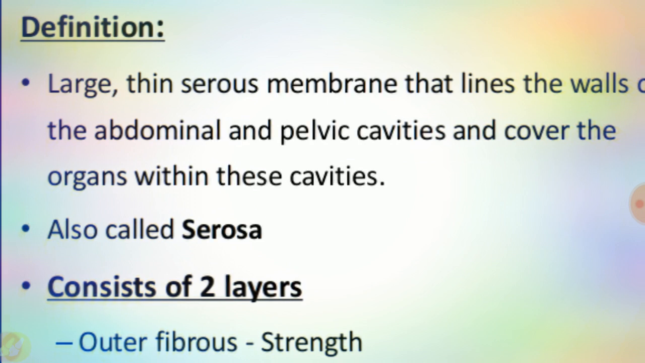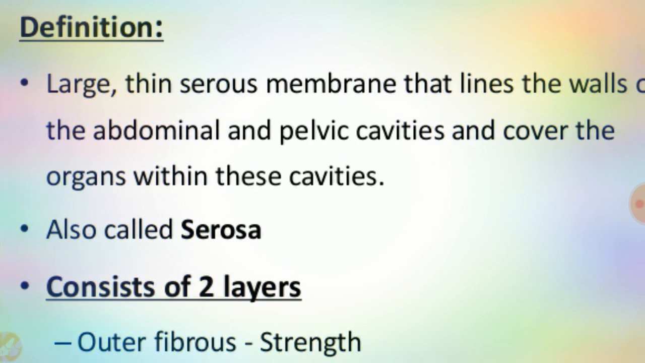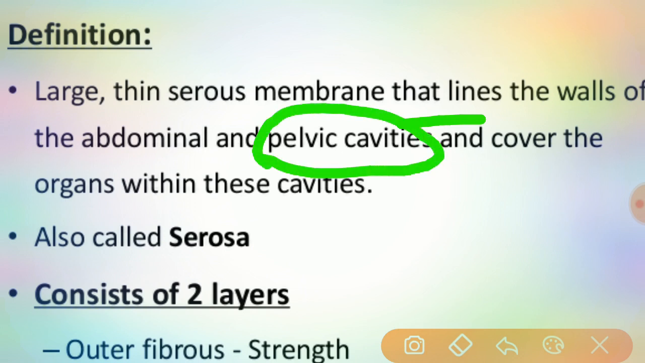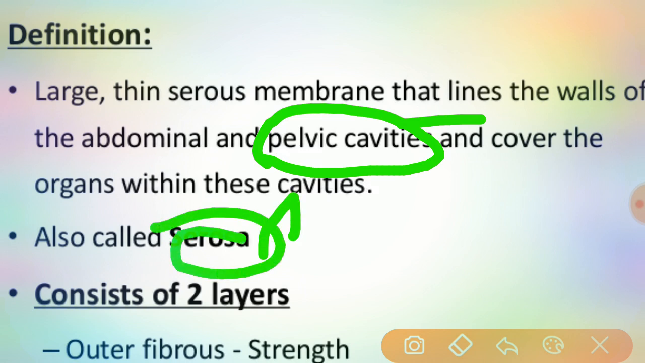See here, the definition of the peritoneum: the peritoneum is defined as the large thin serous membrane that lines the walls of the abdominal and pelvic cavities and covers the organs within these cavities. So the organs are covered by the abdominal and pelvic cavity lining of the peritoneum. Here we call it the serosa, as we have discussed.